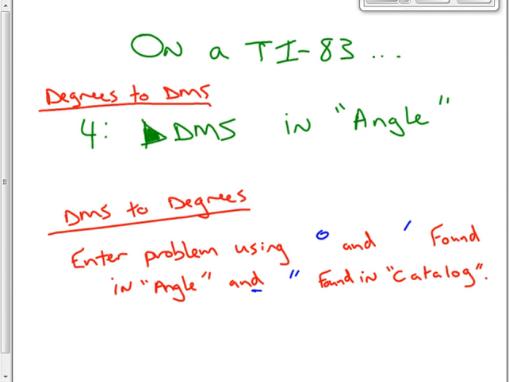So degrees to degrees, minutes, seconds is under angle. It's number 4. So type in your decimal and then just hit angle 4, change it to degrees, minutes, seconds. If you want to go the other way, you're going to start by entering your problem with degrees, minutes, and seconds, and then you can just hit enter and it should turn it into the decimal version of it. Well, we'll work on that. Hopefully my calculator will be working during class, and we can take a look at the calculator version of this as well.